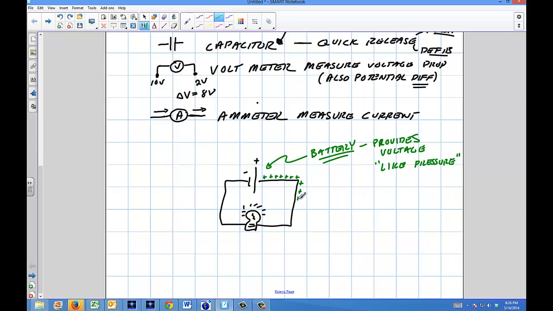Now, I drew these as positive charges. In reality, the electrons are moving the other way, but we define the current in terms of the positive direction like this. So this battery is going to provide pressure to start moving these charges around. So it's like pressure in a pipe.